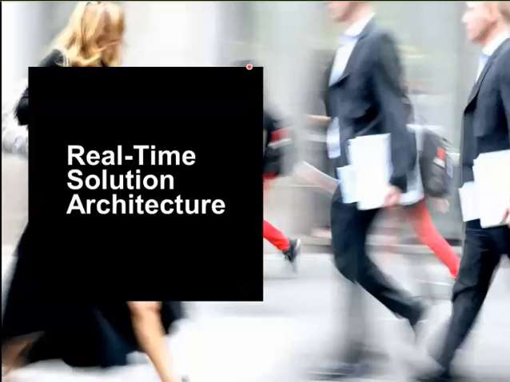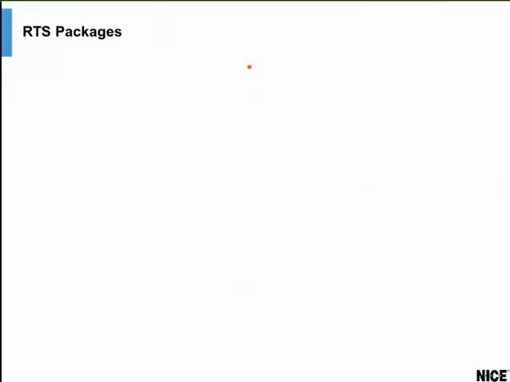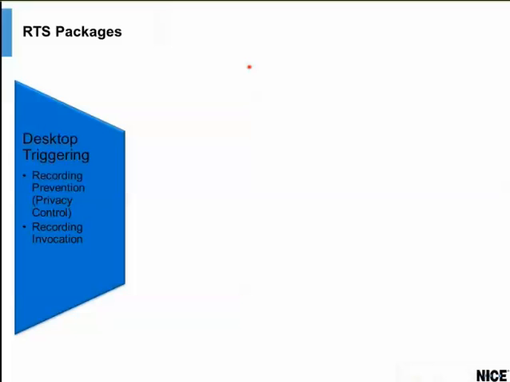Okay, so we'll talk first about the real-time solution architecture. With RTS, one of the main packages that is offered is desktop triggering. Desktop triggering is mainly focused on recording prevention for privacy control purposes. This is your pause and resume of recordings, and also the recording invocation to be able to start and stop recordings based on certain actions that the desktop or the agent is performing on their desktop.